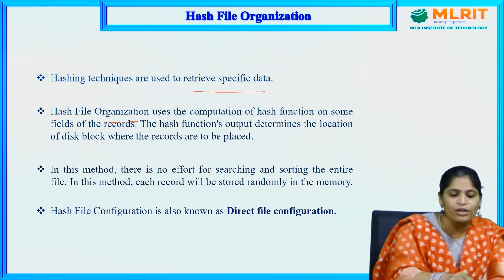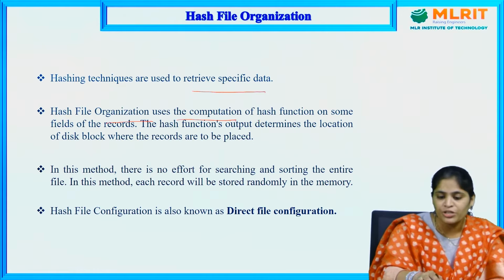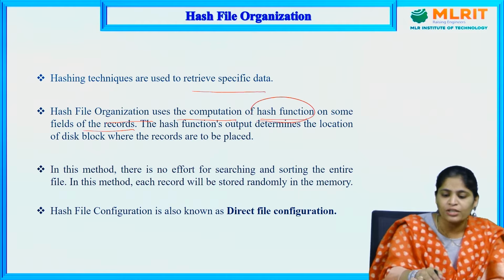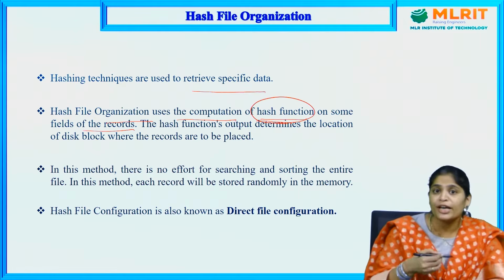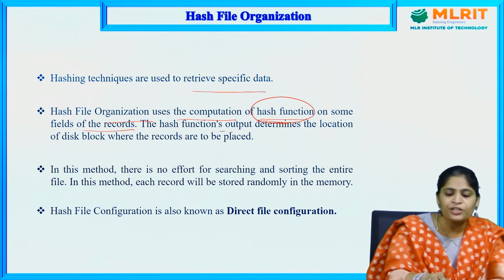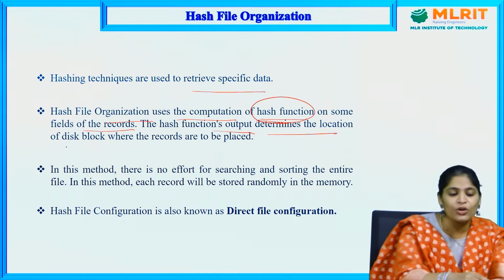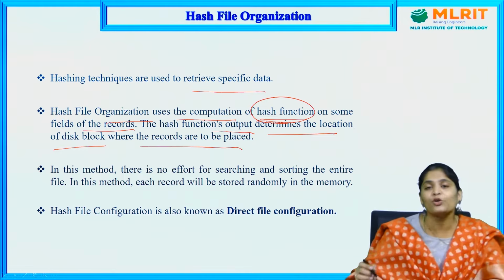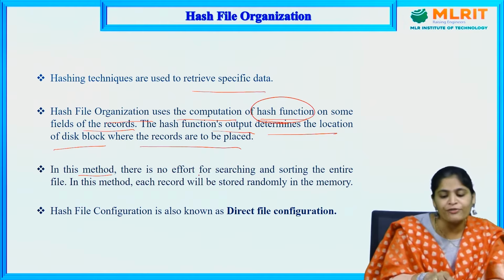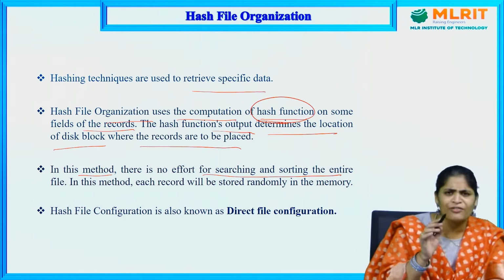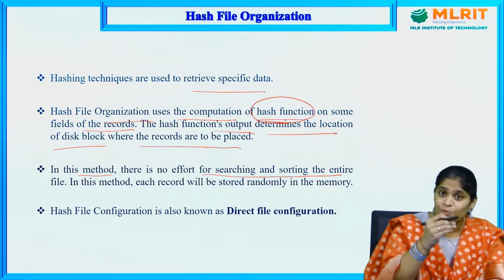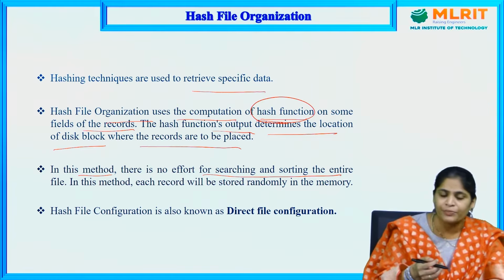Hash file organization uses the computation of a hash function on some fields of the records. This is the function used to generate a particular address to keep the record. The hash function's output determines the location of a disk block where the records are to be placed. In this method, there is no effort for searching and sorting the entire file. We do not search whether a block is full or empty, we may not check that.